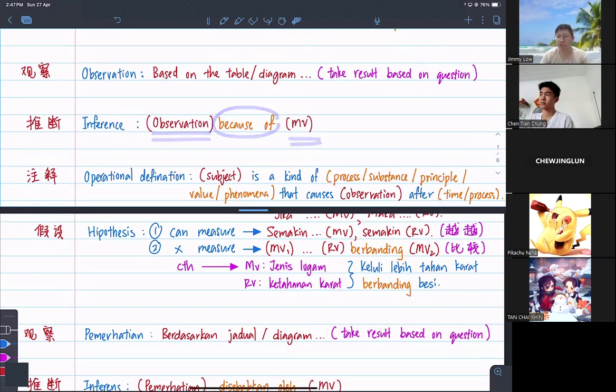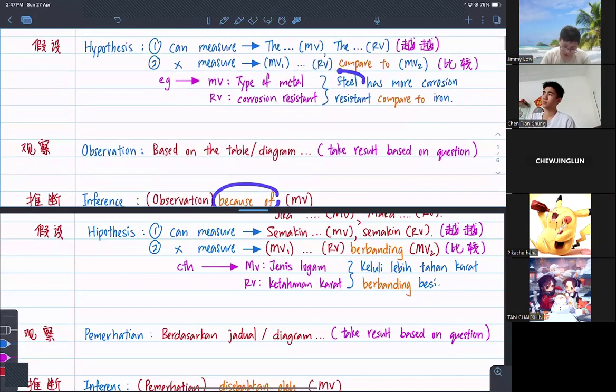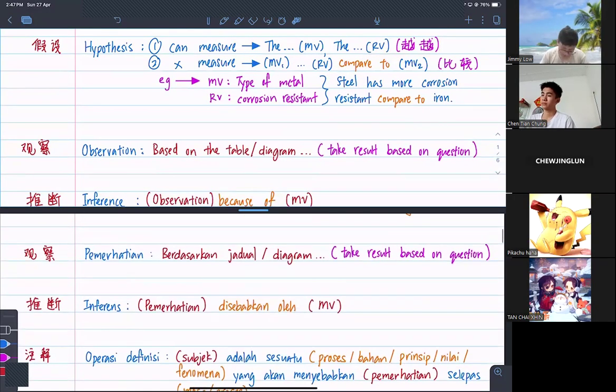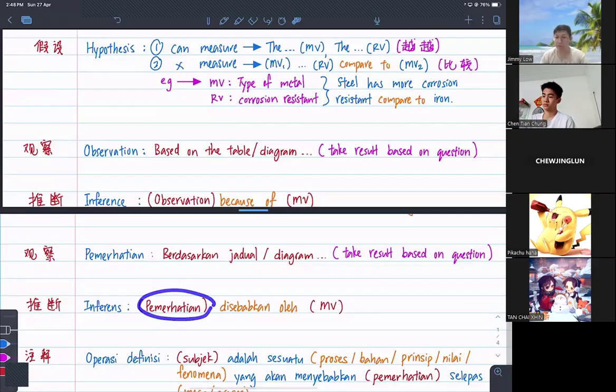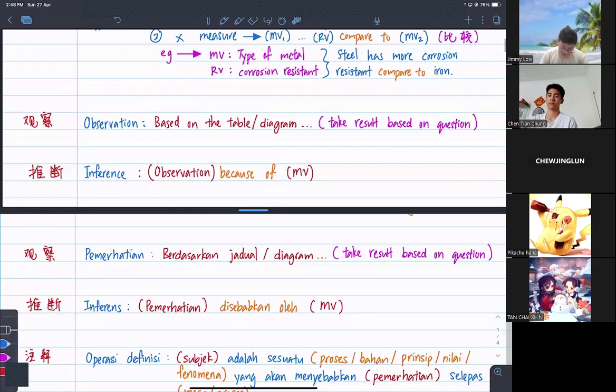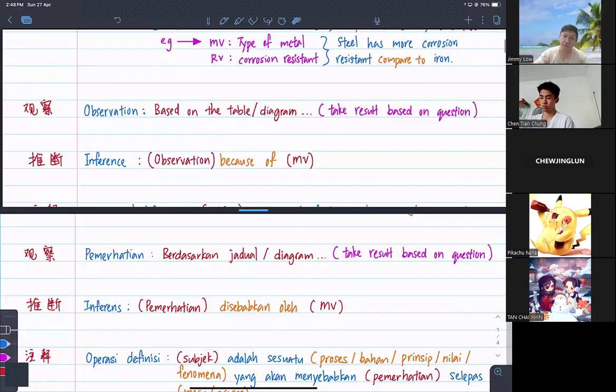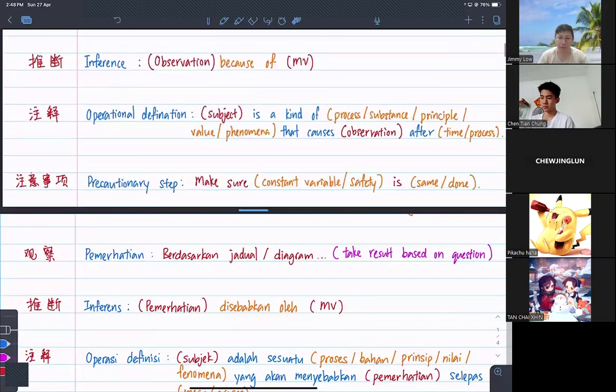So of course, the manipulated variable is one is alloy, another one is metal. Or else you can say besi akan karat. Besi akan karat is your pemerhatian, observation. Disebabkan oleh besi adalah logam, which is a kind of metal, because of MV, the manipulated variable.